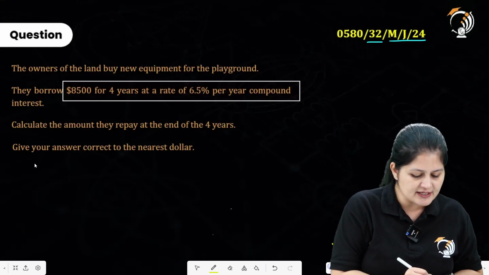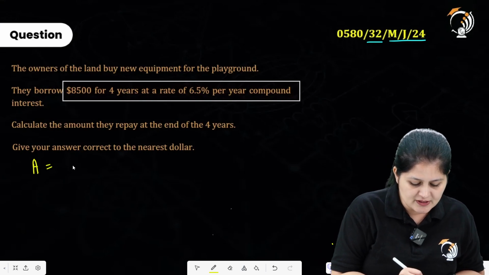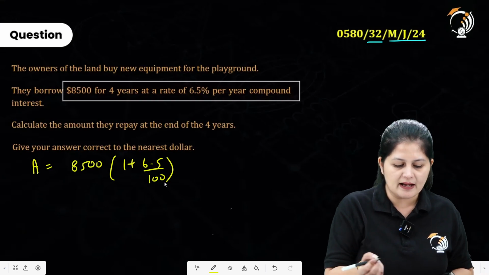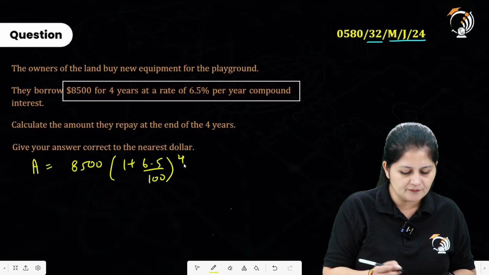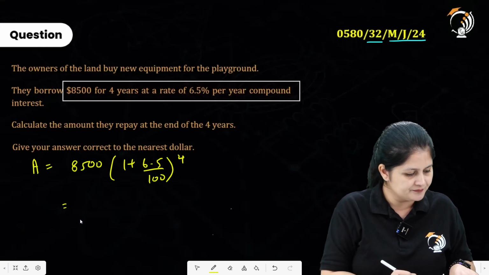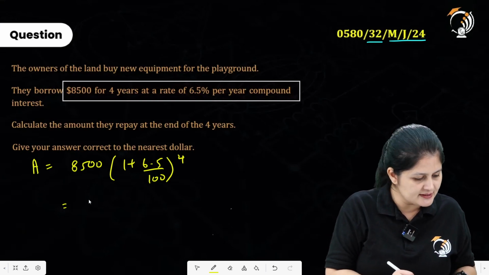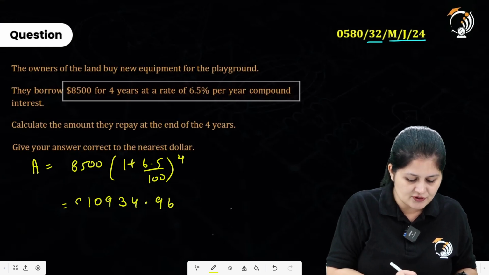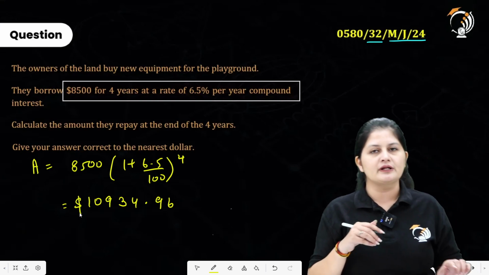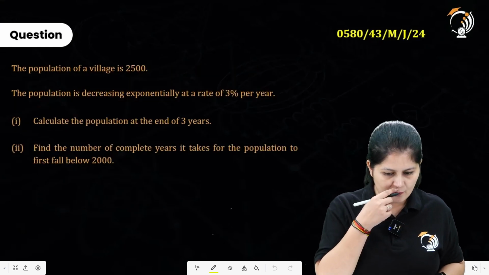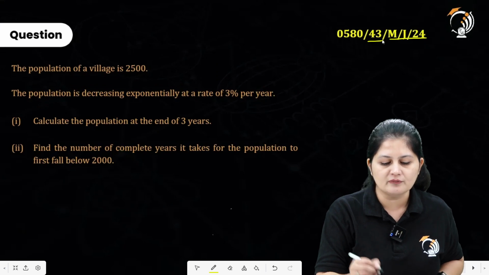So here if we need to find out the amount, that is equal to the principal, which is 8,500, times 1 plus the rate of interest, which is 6.5% over 100, raised to the power the number of years, which is 4 here. Right, so let's do this calculation. What are we getting here? Let's use a calculator. So after doing this calculation, we are getting it as $10934.96. That is the amount they need to repay at the end of 4 years. Okay. Moving to the next question, which is a question from the paper of May-June 24 from the variant 4-3.